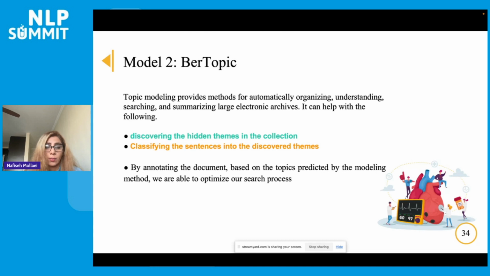So BERTopic modeling actually provides automatic searching and summarizing of large collections of keywords, and then we can use these algorithms to discover the hidden themes in the collection and classify the sentences into the discovered themes. And by annotating the documents according to topics, we can predict different kinds of this conceptual information by optimizing our search process.